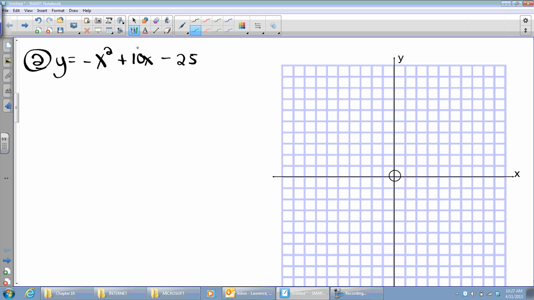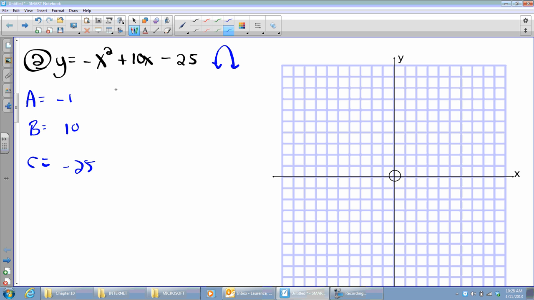I look in, and I think A is going to be negative again, isn't it? A, B, C, easy as -1, 10, -25. And so that means my parabola is going to open downward again. When A is negative, my parabola opens downward.